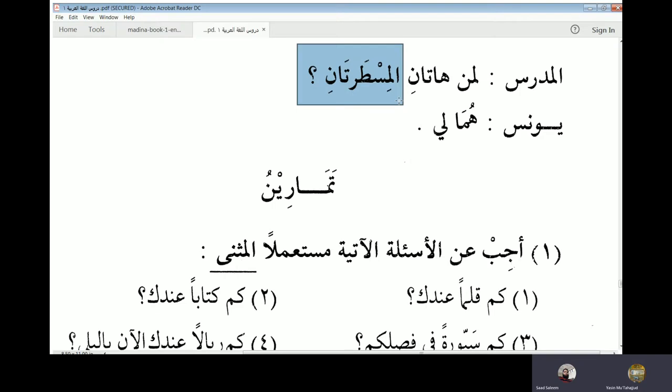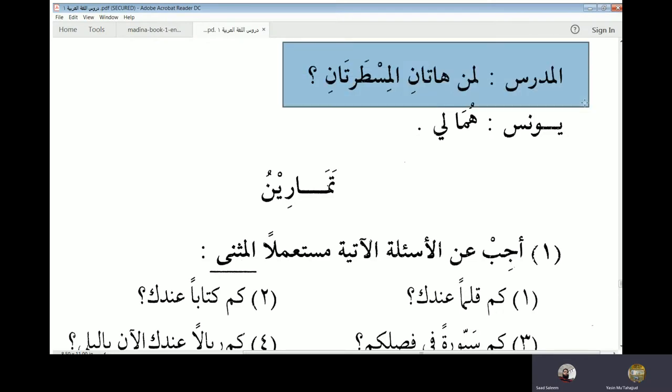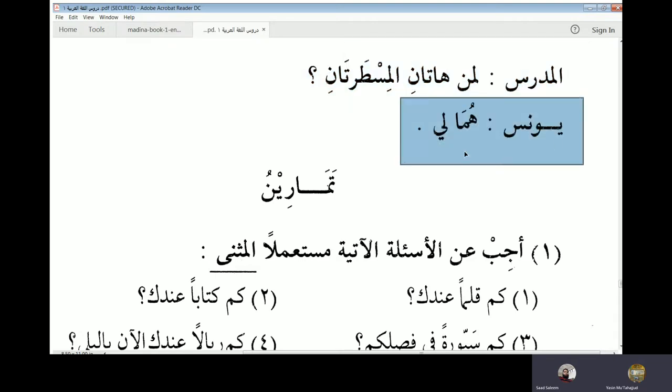Liman hadhani mistarani? And to whom belong these two rulers? So it's like a classroom ruler, a measure ruler, which has 15 centimeter length, about 7.5 inch length. Oh, okay. I thought it meant a ruler of a country. Okay, I got it now. To whom belong these two rulers? They belong to me.